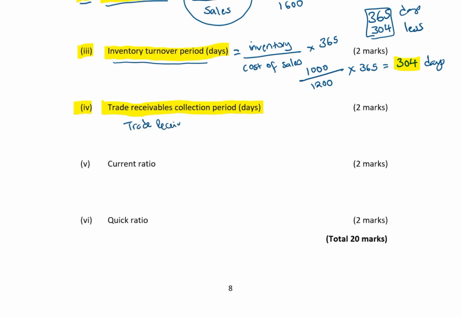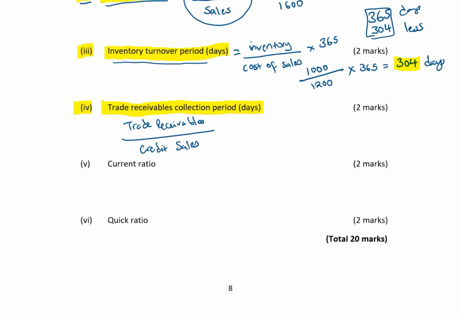Trade receivables ni bankongole. People who owe us money. We've done business. Maybe we are a cleaning company. We clean their premises and they owe us money. Okay? So the formula for trade receivable collections period is going to be trade receivables divided by credit sales.